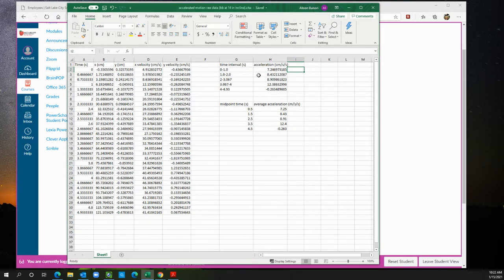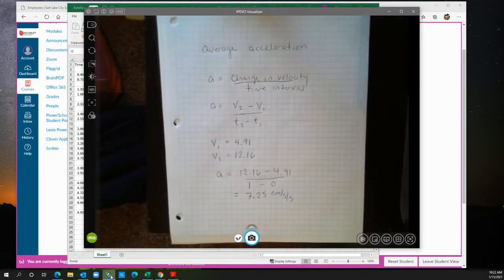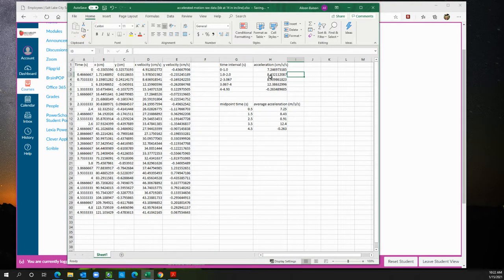So again, from 1 second to 2 seconds, I've done D8 minus D5, the change in velocity, divided by A8 minus A5, the change in time. And so you can see for each almost 1 second time interval, I've calculated that average acceleration using our equation for average acceleration. And so I have 1, 2, 3, 4, 5 calculations for average acceleration.